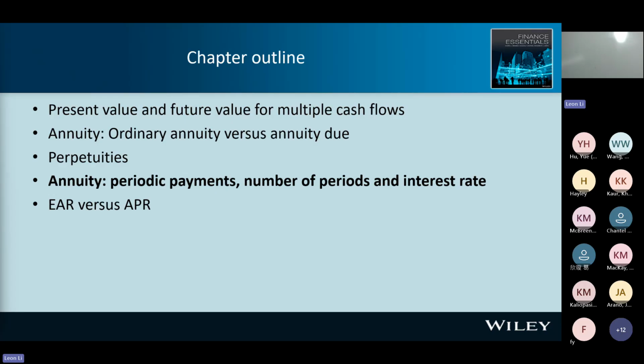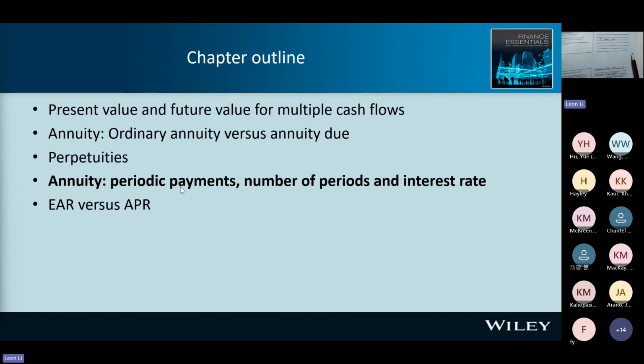periodic payment, number of periods, and interest rate. The best example is the house loan. When I think about a house loan, I can see multiple cash flows. So I would like to know the periodic payment of the house loan, the number of periods of the house loan, I mean, how long the borrower can pay off the loan. Finally, the interest rate of the house loan.